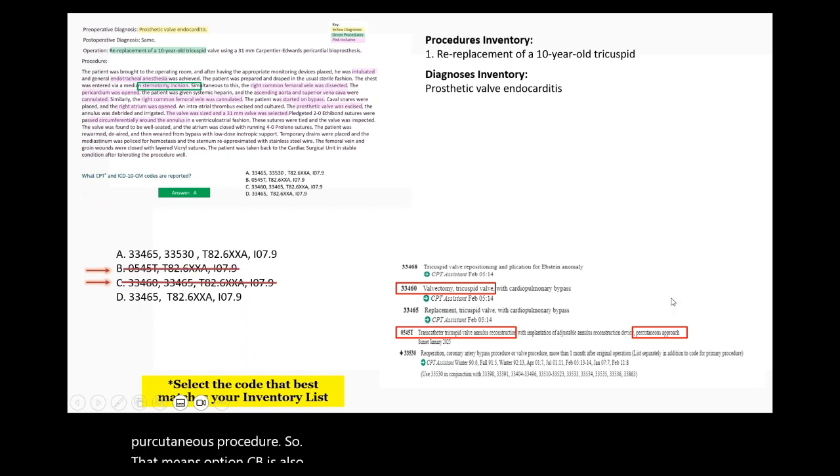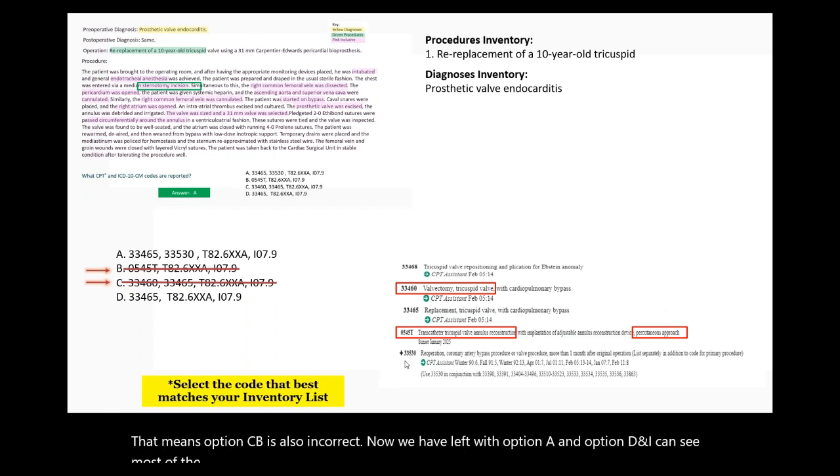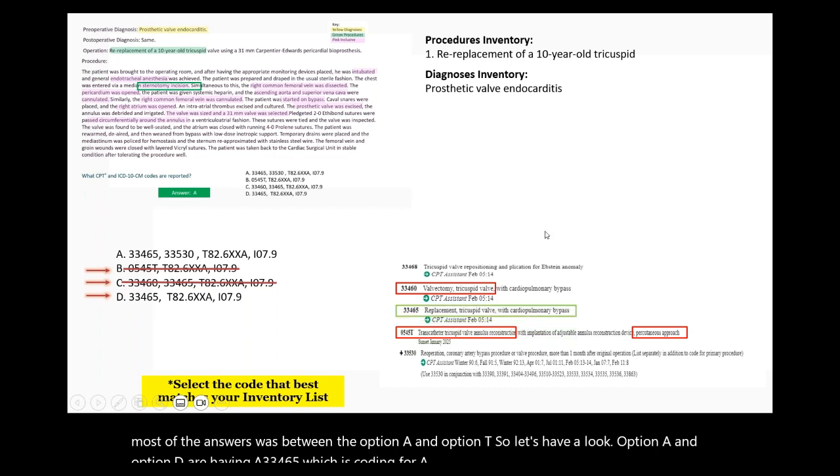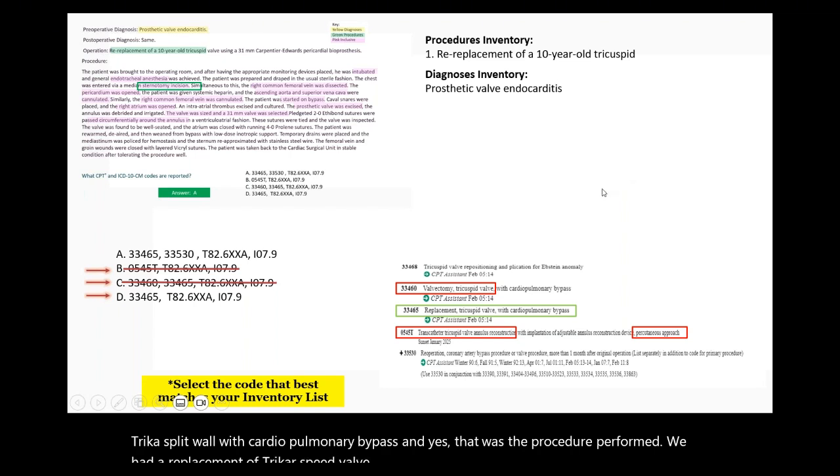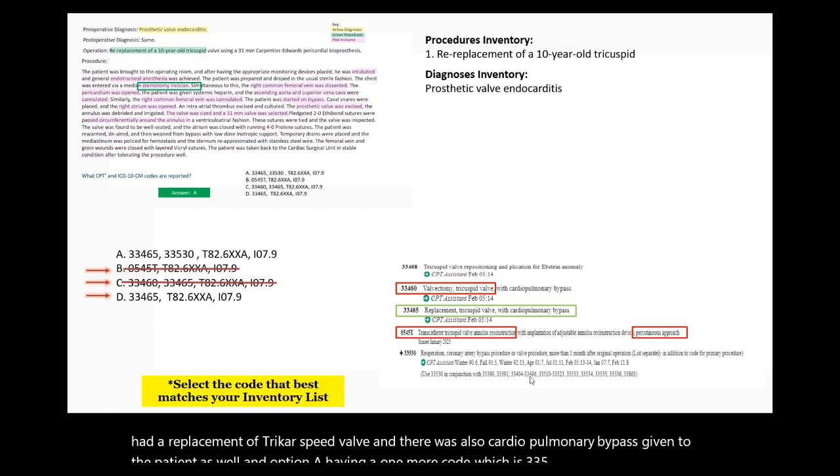Now we are left with option A and option D, and I can see most of the answers were between option A and option D. So let's have a look. Option A and option D both have 33465, which is coding for a replacement of tricuspid valve without cardiopulmonary bypass. And yes, that was the procedure performed. We had a replacement of tricuspid valve, and there was also cardiopulmonary bypass given to the patient as well. And option A has one more code, which is 33530. So let's have a look into what 33530 is coding for.